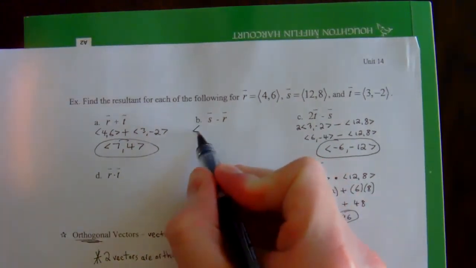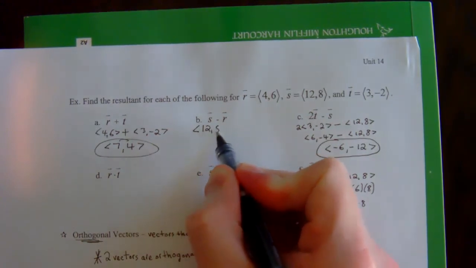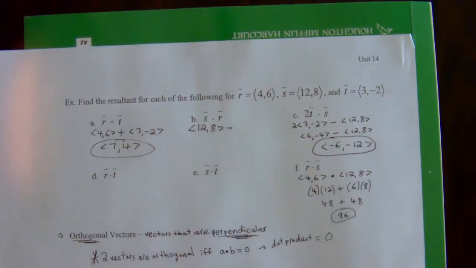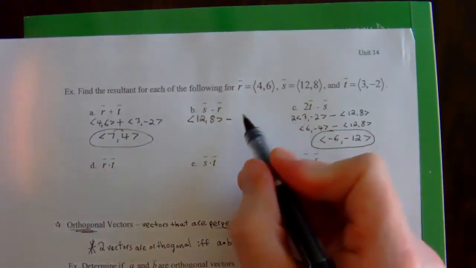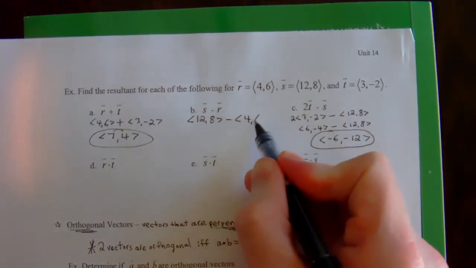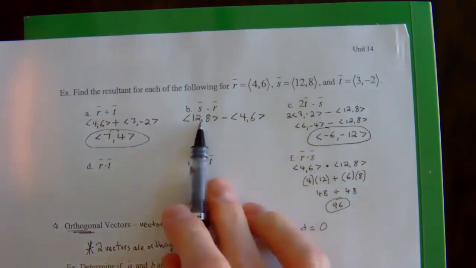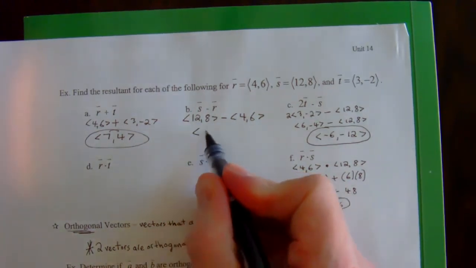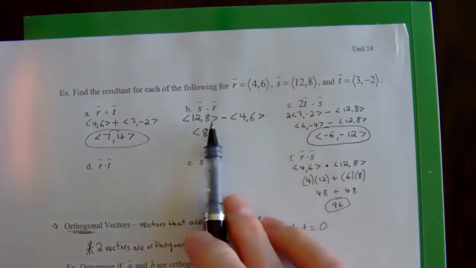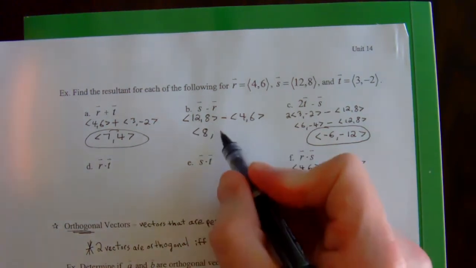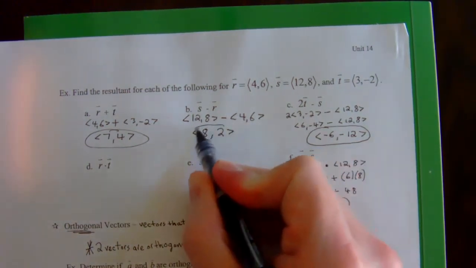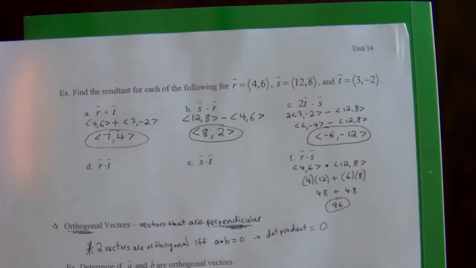And then s minus r. So I'm going to take the vector s, which is 12, 8. And we're going to subtract out the vector r, which is 4, 6. And you're just going to subtract your horizontal components. So I'm going to go 12 minus 4 to get my first number. That's going to give us 8. And I'm going to go 8 minus 6 to get that second number. And that's how you subtract the vectors right there.